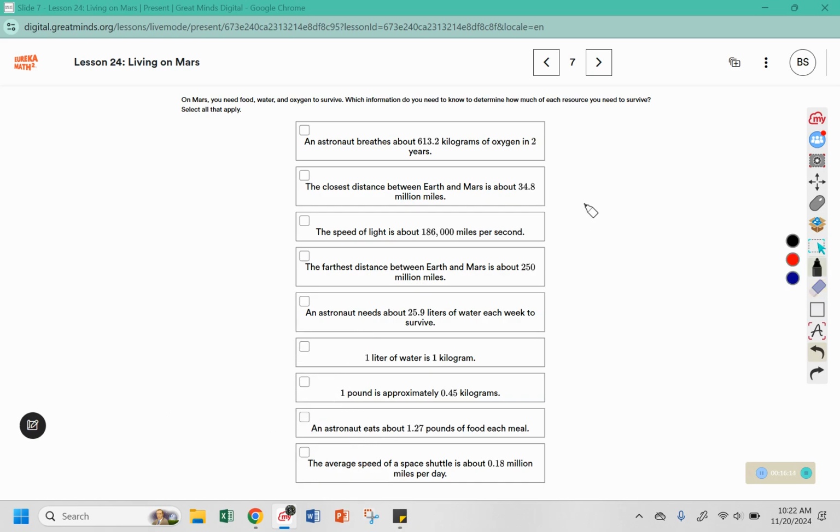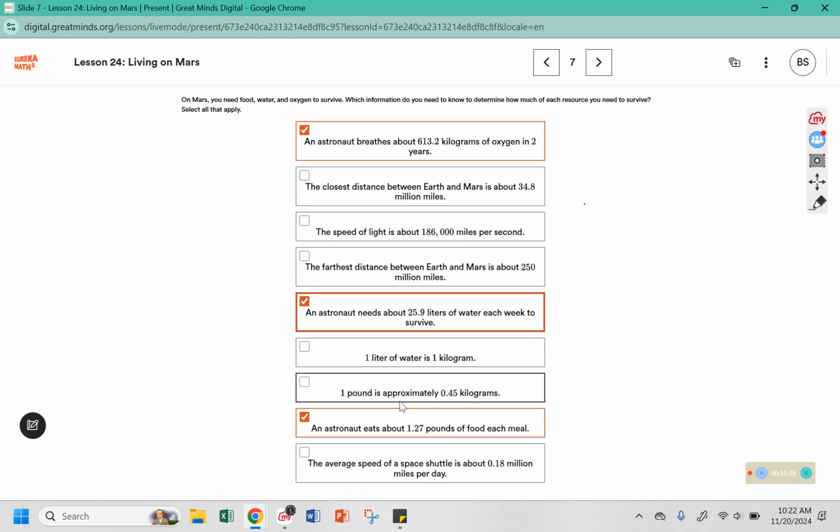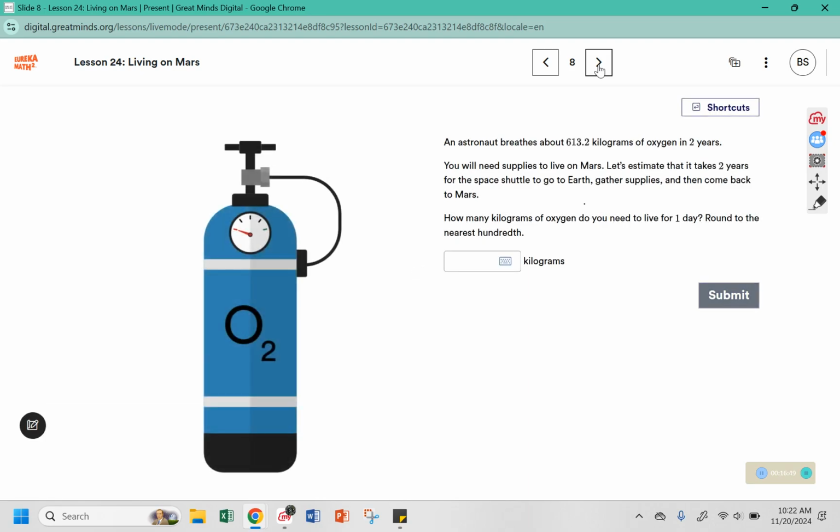Okay. On Mars, you need food, water, and oxygen to survive. Which information do you need to know to determine how much of each resource you need to survive? Well, we would need to know how much oxygen, how much food, and how much water. You might also need to know the conversions to figure out how much weight it would be, but right now we're just trying to figure out how much of each resource, so the units don't really matter.